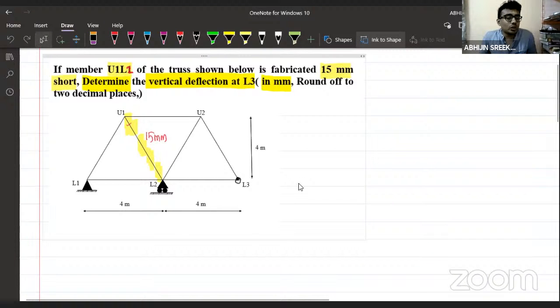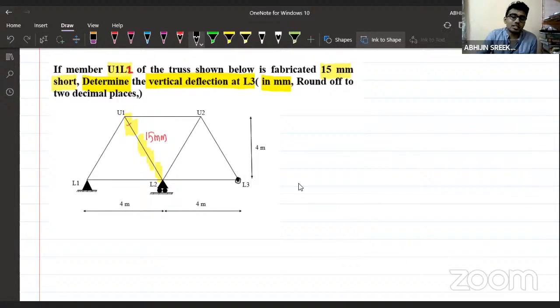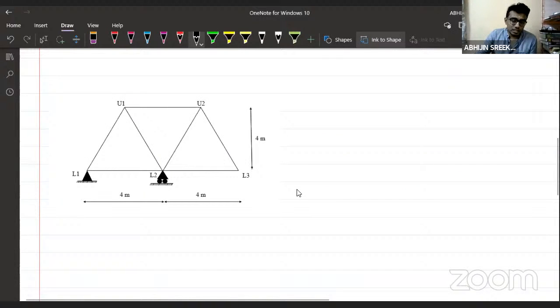Here we are asked to calculate the vertical displacement at the joint L3. This is our joint L3, and we are asked to calculate the vertical displacement. And of course, it is saying that in member U1, L2 there is a fabrication error of 15 mm, and the member U1, L2 is shortened by 15 mm, which means I have to consider it as negative, right?